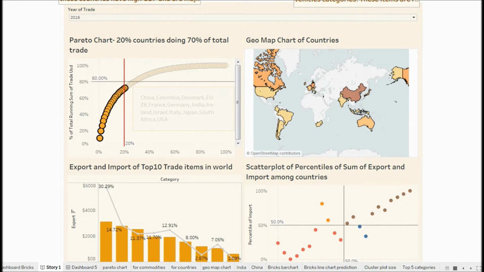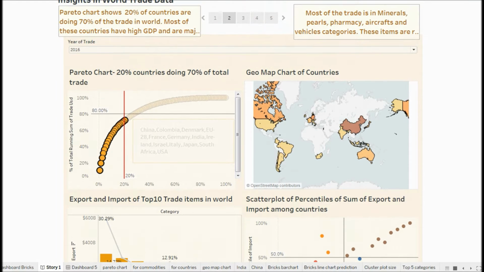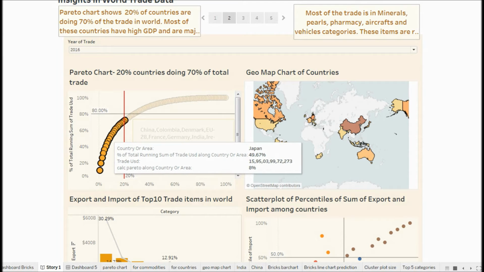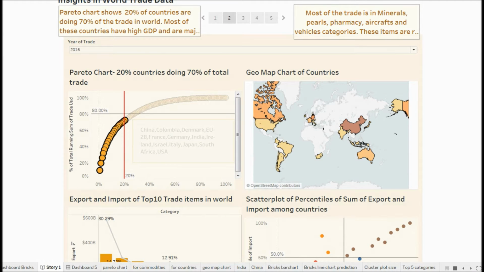Here we have found a very important insight from our data set. Here we have found that in the Pareto chart, 20% of the countries are doing 70% of the total trade in US dollars. As you can see, these circles are representing countries and the y-axis is represented by the total percentage of trade in US dollars as a running total.